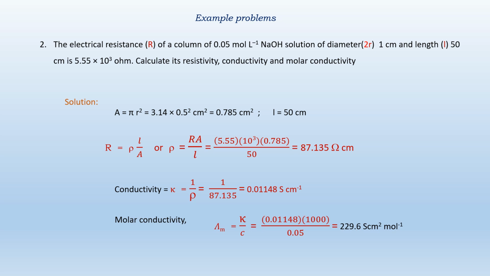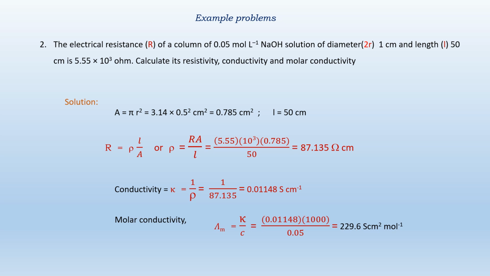They are asking for resistivity, and they have given the diameter and the length of the solution. As we know, using the formula, resistance R is equal to rho into L by A, resistivity into length by area. They have given the length of the solution, but the area they did not give. The area of the solution can be calculated by pi r square.